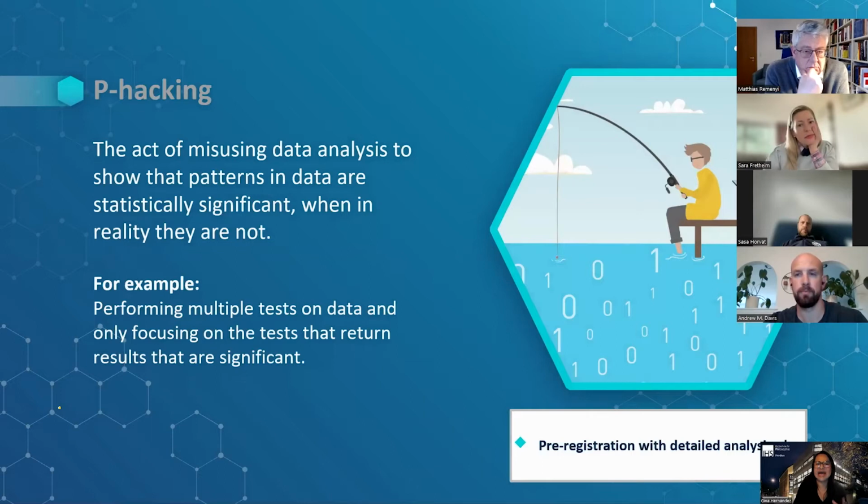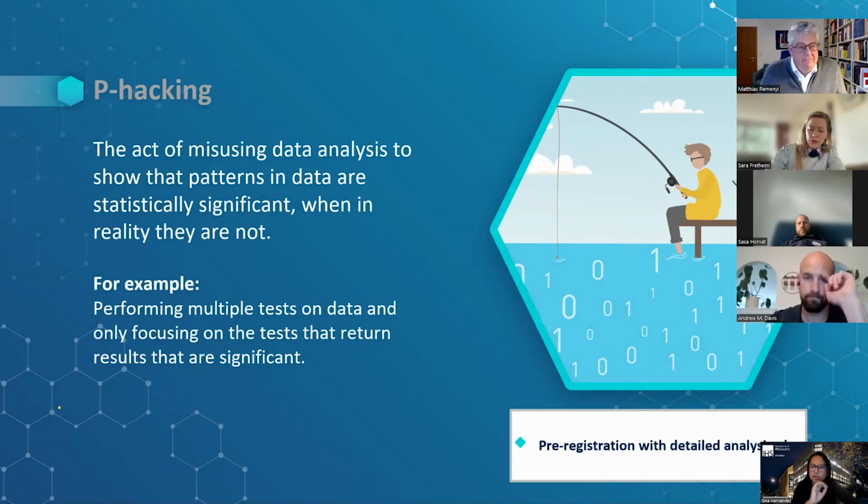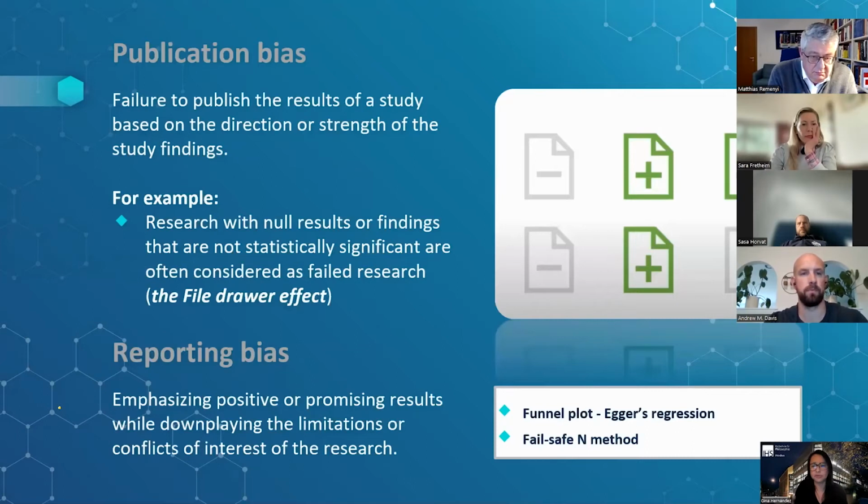This is actually also known as p-hacking, which is the act of misusing data analysis to show that patterns in data are actually significant when in reality they are not. So they are running multiple tests on the data and focusing only on the tests that are returning the significant finding, right? So this kind of practice is obviously prohibited. You shouldn't do that, but you couldn't believe how extensive it actually is. And for that, one possible solution is pre-registration with a detailed plan of analysis for your data. This is why pre-registration is really important. It's one of the main reasons why pre-registration exists, and it is a possible solution to this bias.